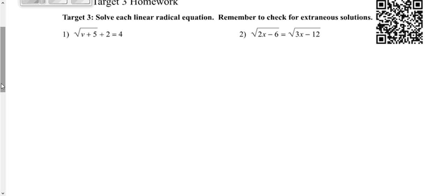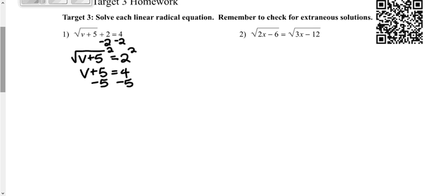itself, which means we've got to get rid of this 2. So I'm going to start by subtracting 2. So we have the square root of v plus 5 equals 2. Now that our square root's by itself, we're going to square both sides. So we have v plus 5 equals 4, and subtracting 5, we get v equals negative 1.